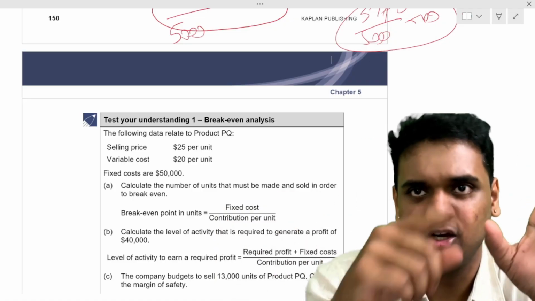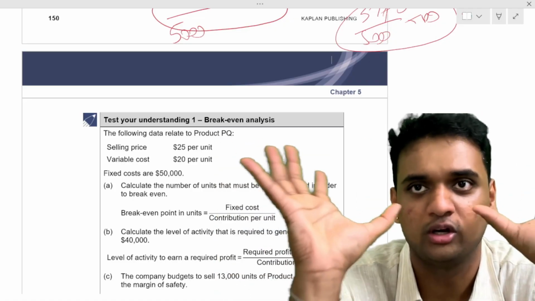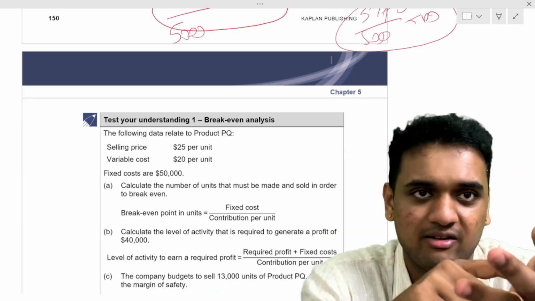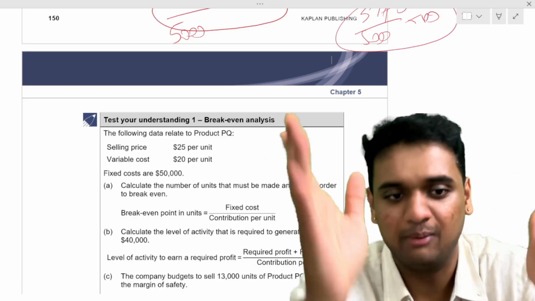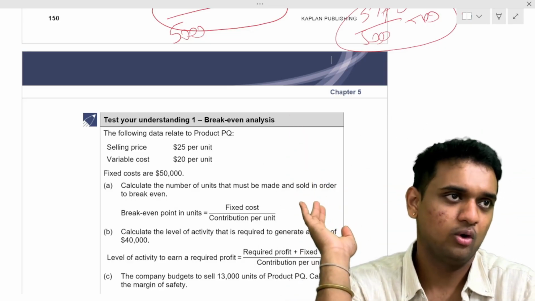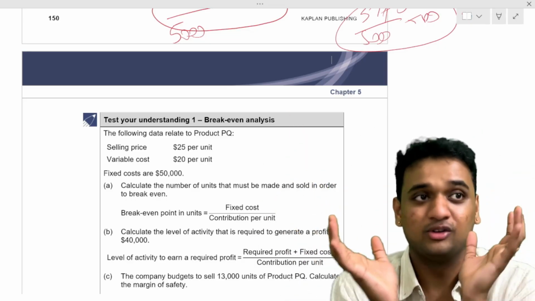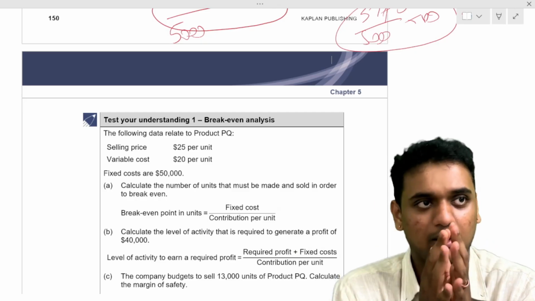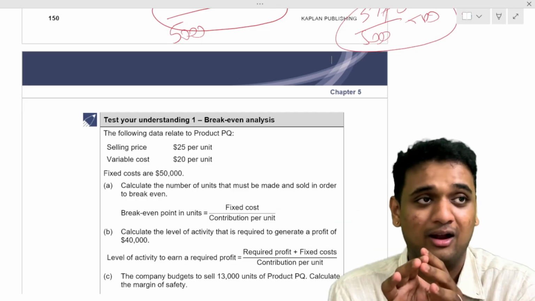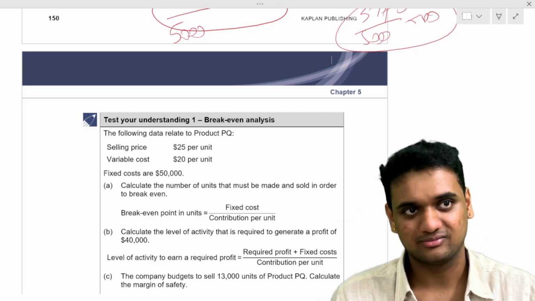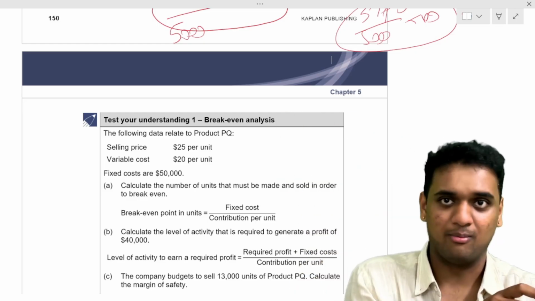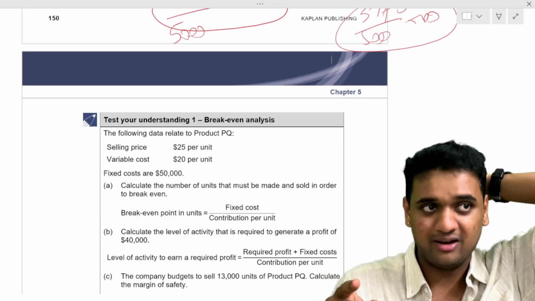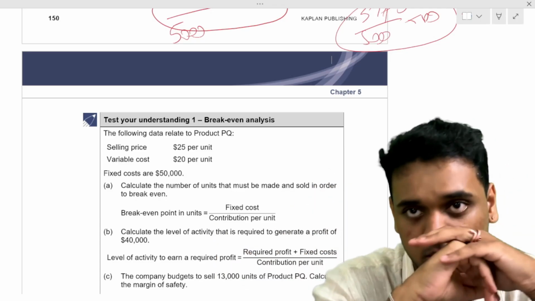3,750 units into selling price of 200 rupees. If you do that, you will get the total sales you have to make in order to break even. Understood? We have a formula to directly find that out. Instead of finding the break-even number of units and then multiplying by the selling price per unit, we have a formula to directly find that out.